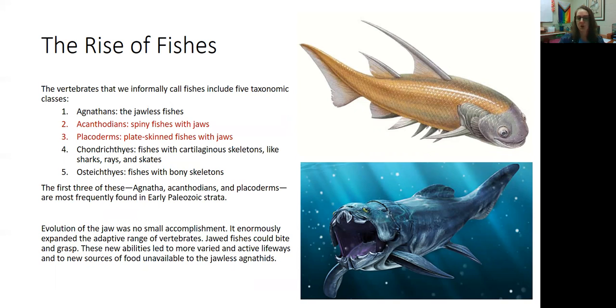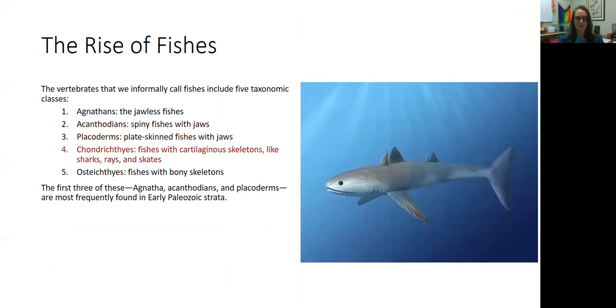And the evolution of the jaw was really no small accomplishment. It drastically changed how these fish were able to survive and the role that they played in the ecosystem. And this is because jaws allowed fish to bite and grasp and shred apart their prey. Right, so the evolution of the jaw allowed them to become much more ferocious predators. And the 3 that we've talked about so far, the agnathans, the acanthodians, and the placoderms, these were the most frequently found in the early Paleozoic. After that, these next 2 evolved and became more common.